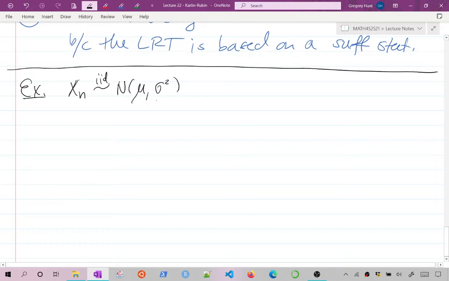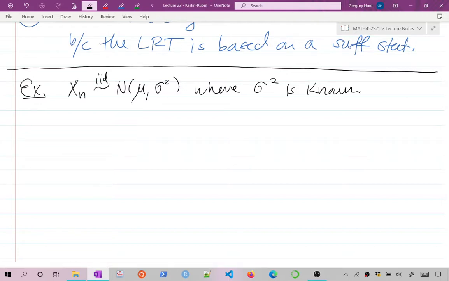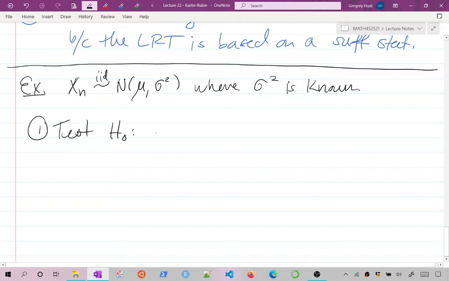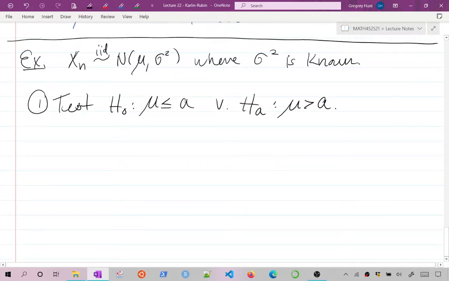Let's assume data comes from normal mu sigma squared. This is a classic test. We've done this a million times, right? And we're going to say where sigma squared is known. So the only unknown parameter here is mu. Let's test H naught, which is that mu is smaller than some value A, versus the alternative, which is that mu is bigger than some value A. There's a classic test you would do in, say, intro stats. Is my mean bigger than this? Is my mean smaller than this?